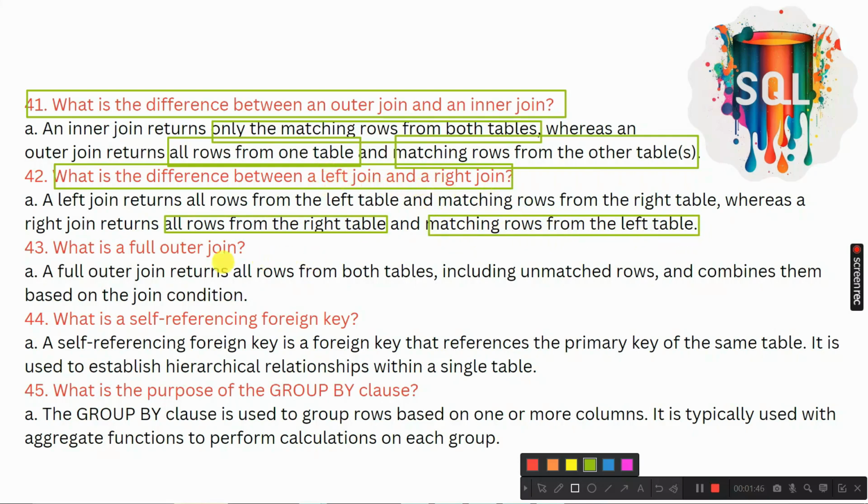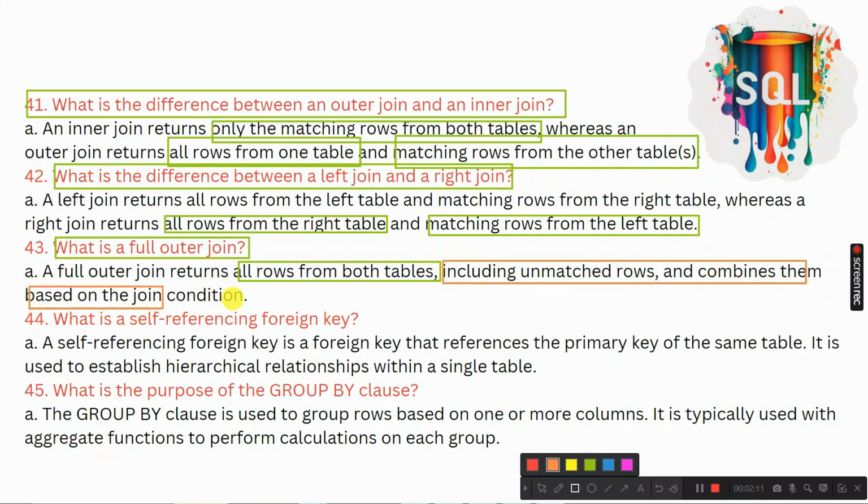Correct? Next is, what is full outer join? So a full outer join returns all the rows from both the tables, including unmatched rows, and combines them based on the join conditions. Okay, this is called the full outer join.